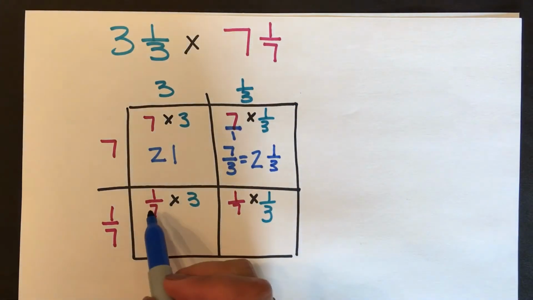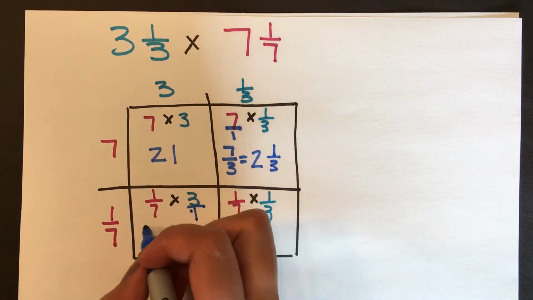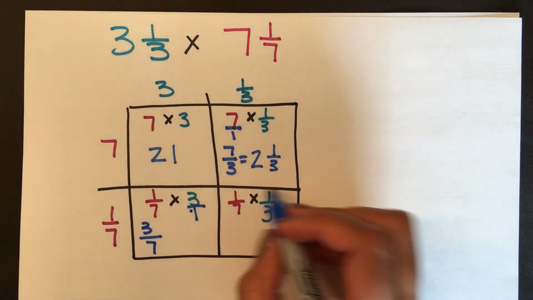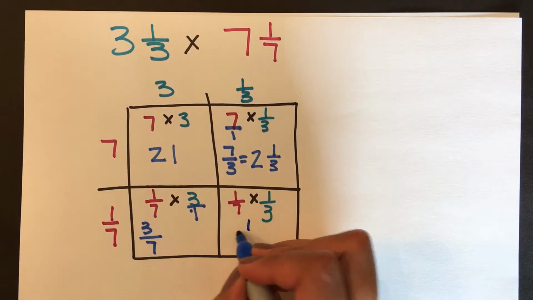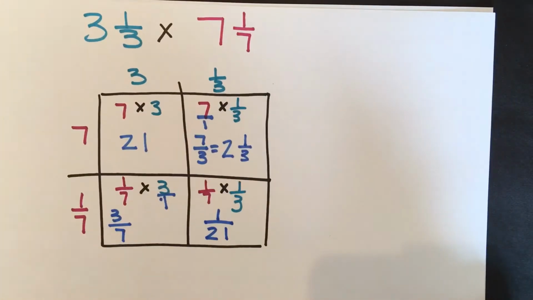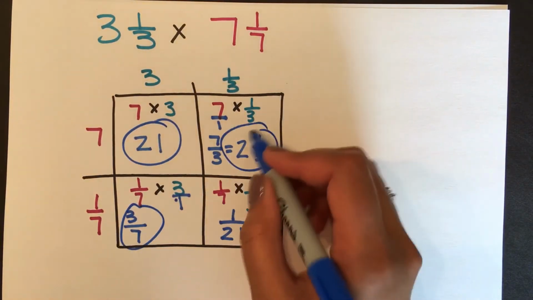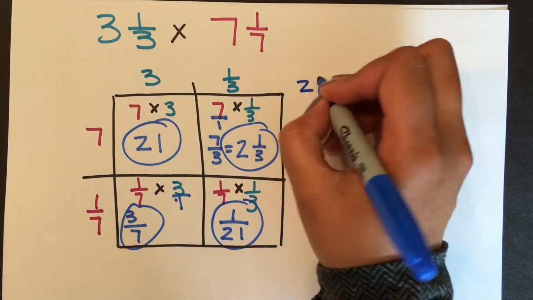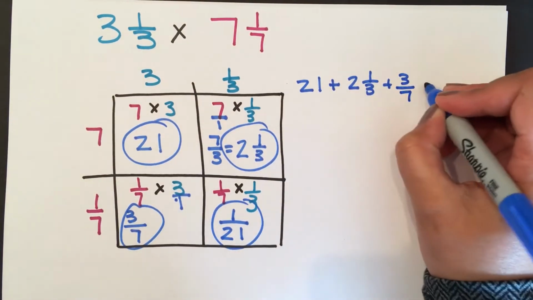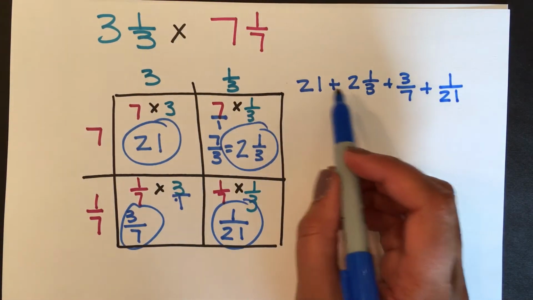Then we go 1/7 times 3. We change this into a fraction. 1 times 3 is 3. 7 times 1 is 7. And then we go 1/7 times 1/3. We multiply straight across. We get 1 as our numerator and 21 as our denominator. Then we make sure that we pull out all of these products and add them up. So we have 21 plus 2 1/3 plus 3/7 plus 1/21. Then we stop and we observe.